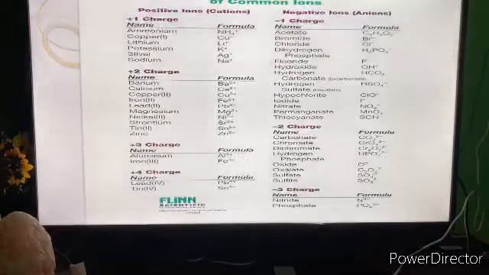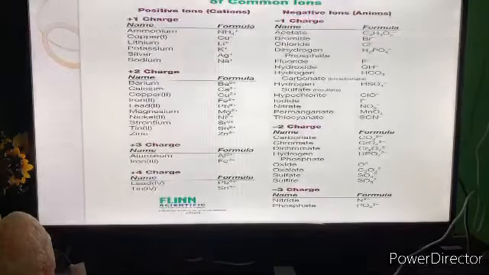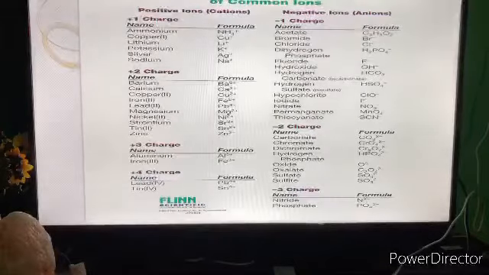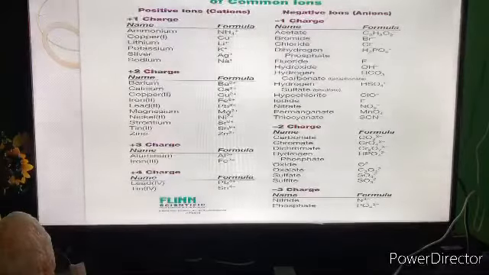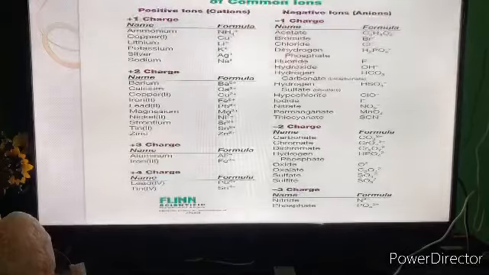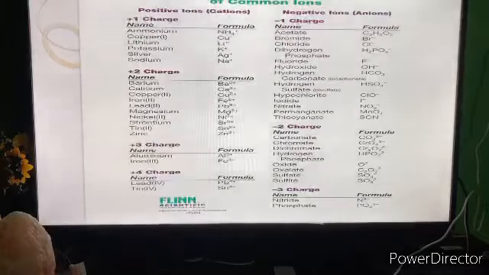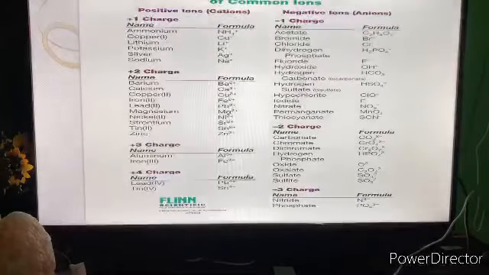Okay, so we have the positive ions and the negative ions. Positive ions, or the cations: for positive 1 charge, we have the ammonium, copper, the lithium, potassium, silver, and sodium. For positive 2 charges, we have the barium, the calcium, copper, iron, lead, manganese, nickel, strontium, tin, and zinc. For positive 3 charges, we have the aluminum and iron. For positive 4 charges, we have the lead and tin.